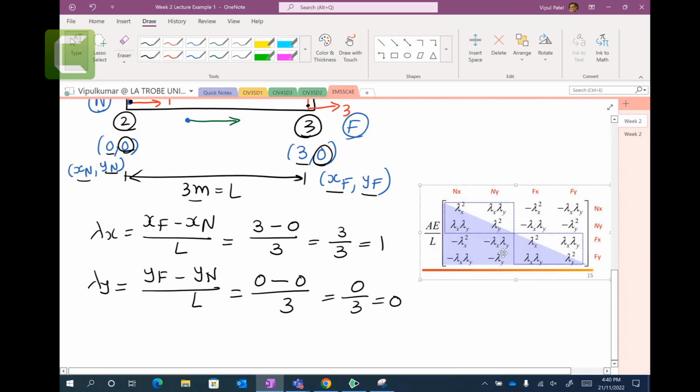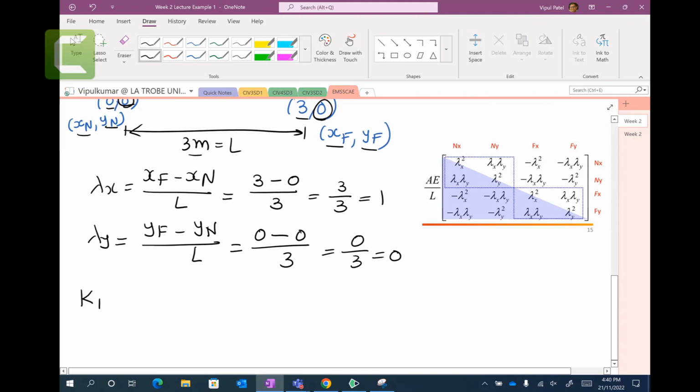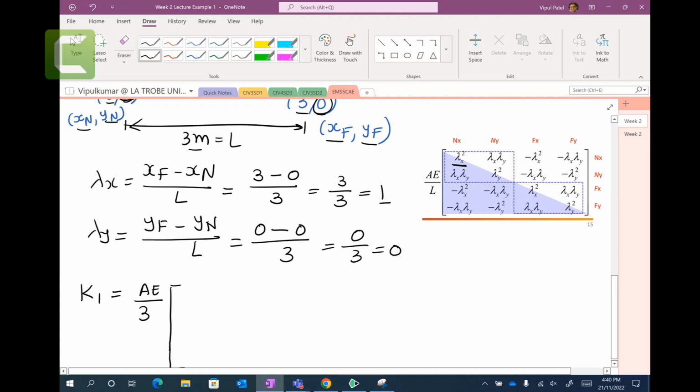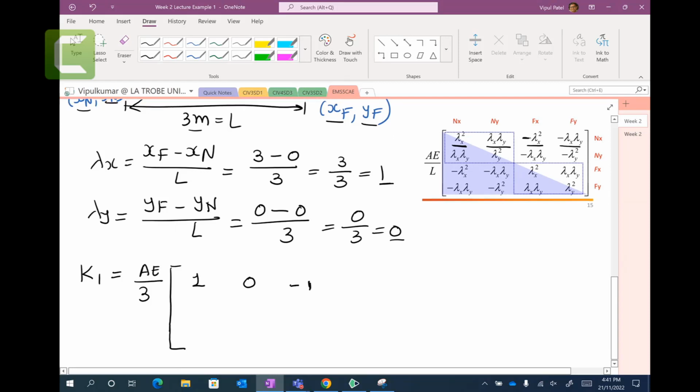Now we're going to substitute those values here. This is K1, by the way. The whole equation is K1. K1 equals AE over L, which is 3, times lambda x square, so 1 square is 1. Lambda x times lambda y, 1 times 0 is 0. Minus lambda y square. Please note this minus is not like minus 1 square. No, it is 1 minus and then 1 square. Making sure that you understand this minus which is outside. So it is 1 minus and then 1 square is 1.